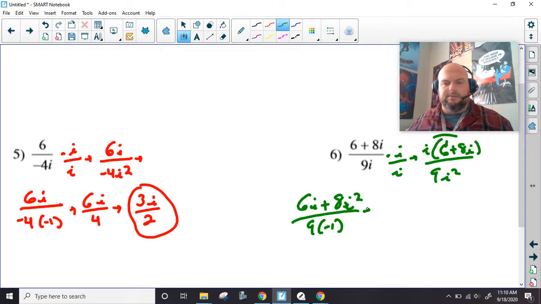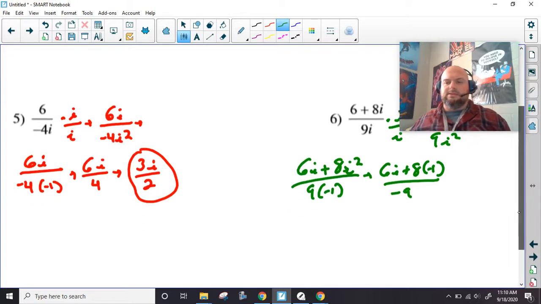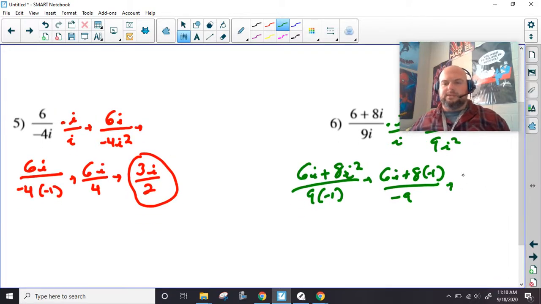And we're going to keep going. So just like we said that i squared was -1 here, this is 6i plus 8 times -1. And I'm going to clean up the bottom. All right. And we get 6i minus 8 over -9.